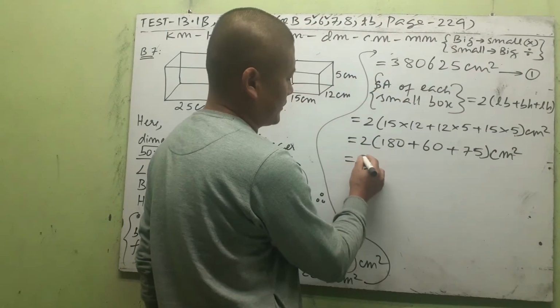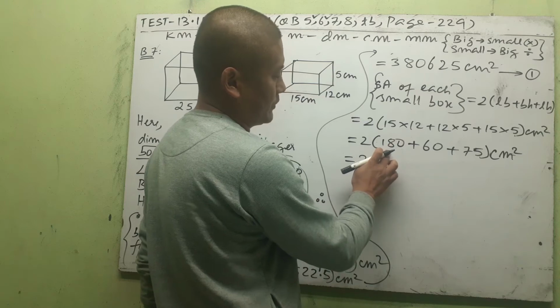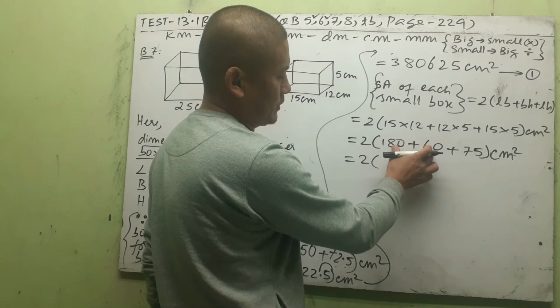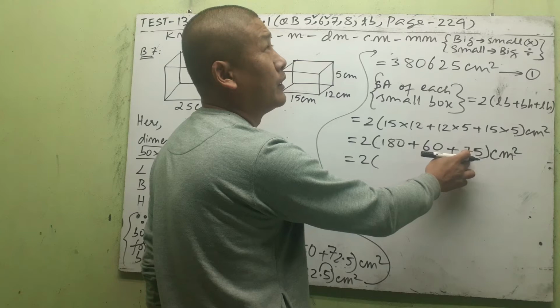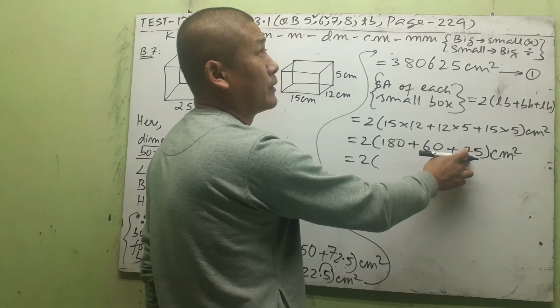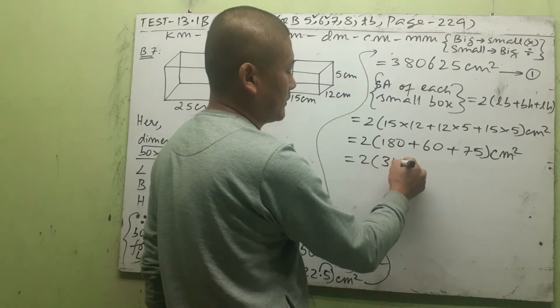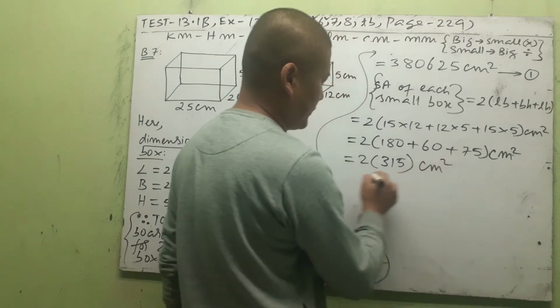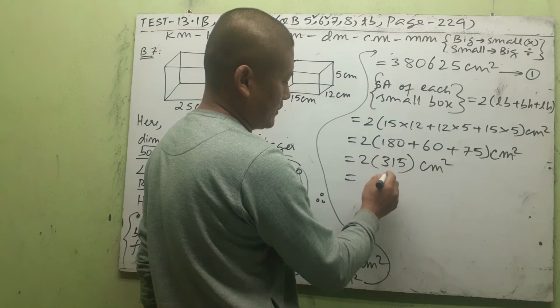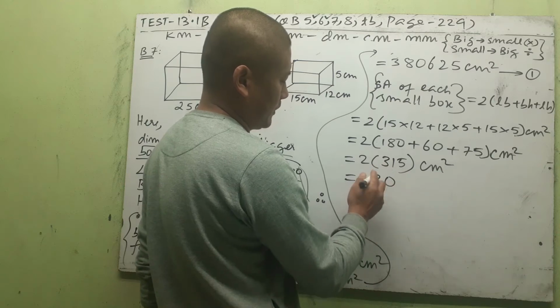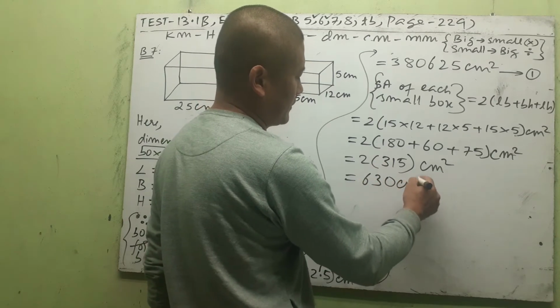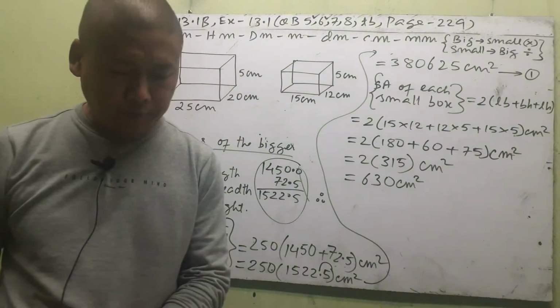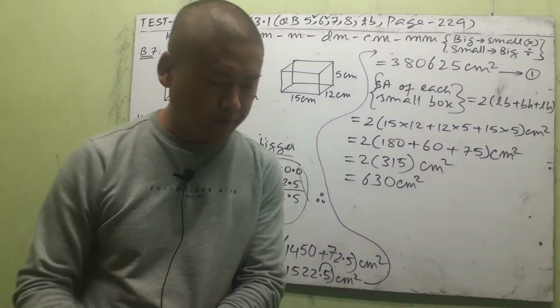Then we can write here 2 into 180, 240 up to here, 240 plus 75, 315. When we add all this, you can try on the rough to make sure if you want. 2 5s are 10, 2 1s are 2, 3, 630 centimeter square. That's what we're getting for each smaller box.